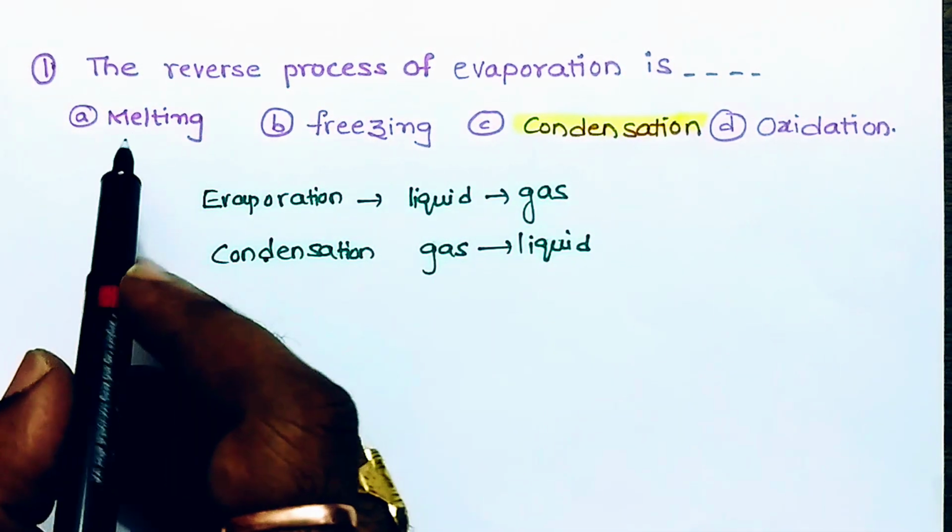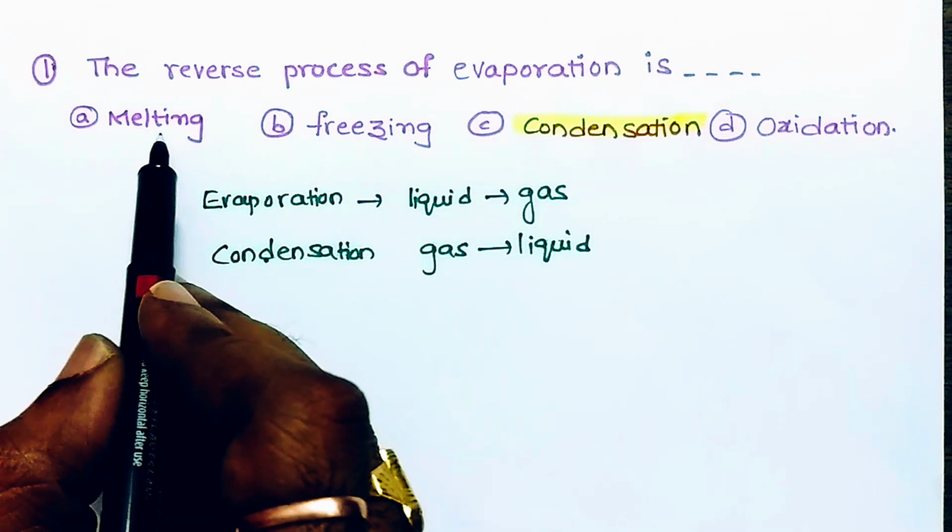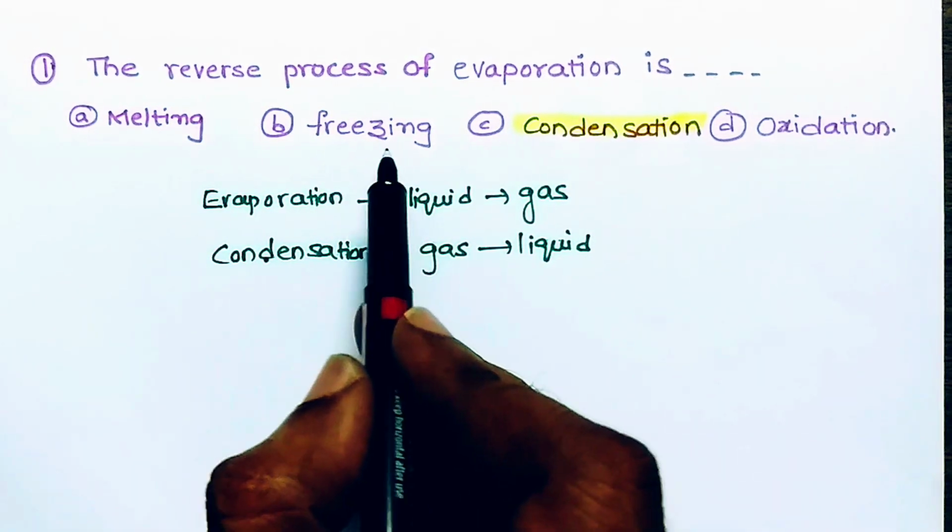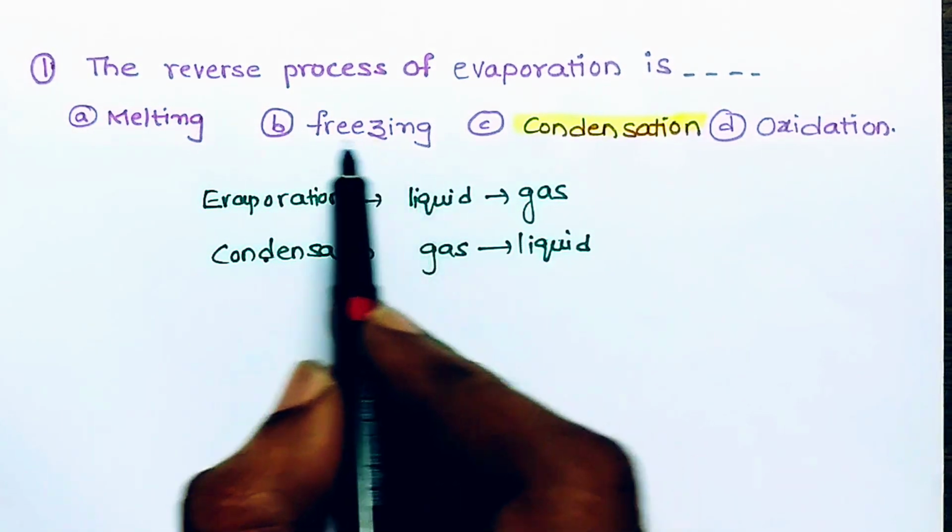And melting means it's a phase change of solid to liquid, and freezing means it's a phase change of liquid to solid.